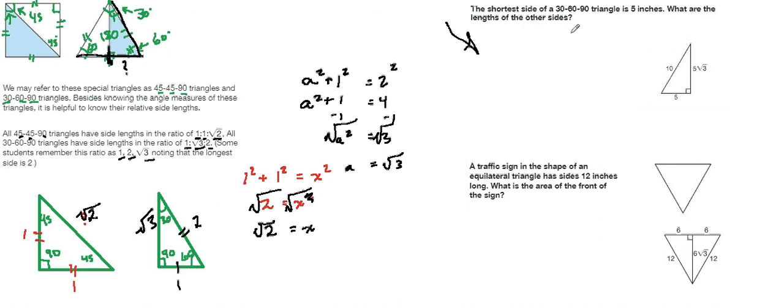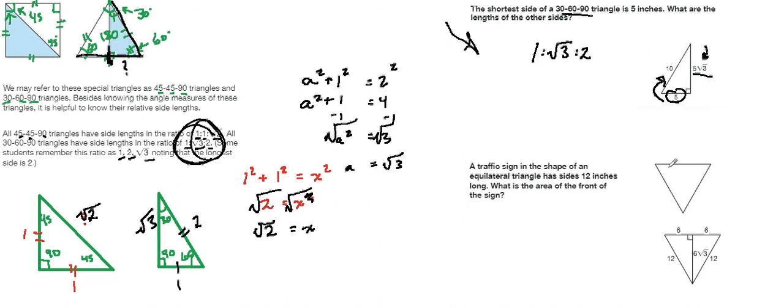How does this help? The shortest side of this 30, 60, 90 is 5. What are the lengths of the other sides? If this is 5, why is this 5 square root of 3? Because of this relationship we learned about. 30, 60, 90 triangles are always in this relationship, so you can multiply by square root of 3 to always find that height. And then you know that this is just twice the short side.